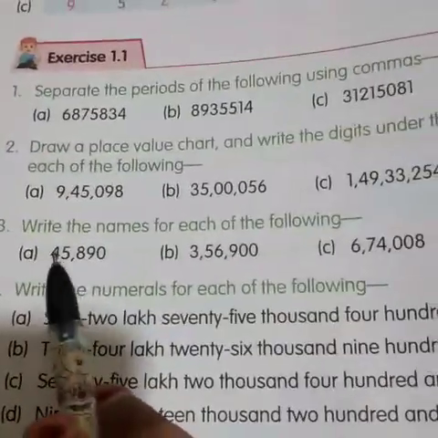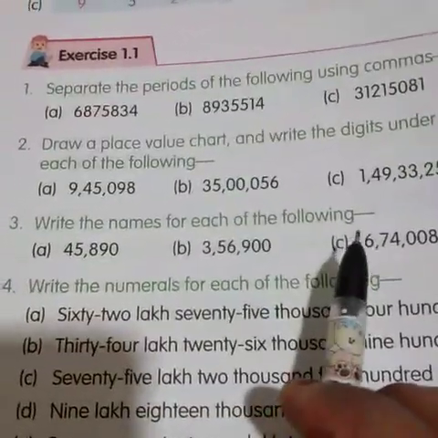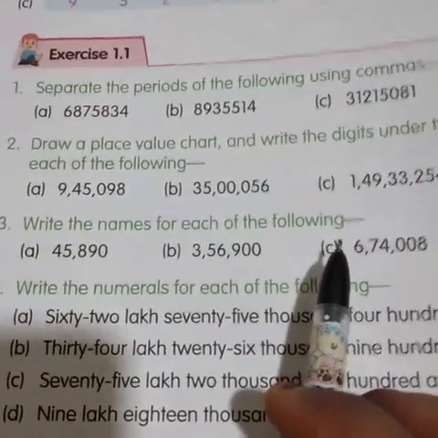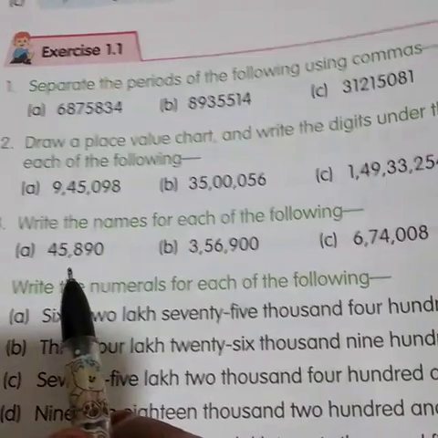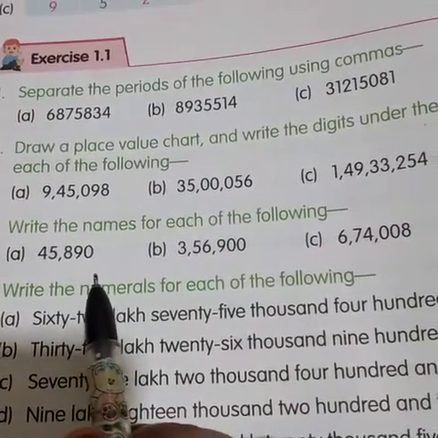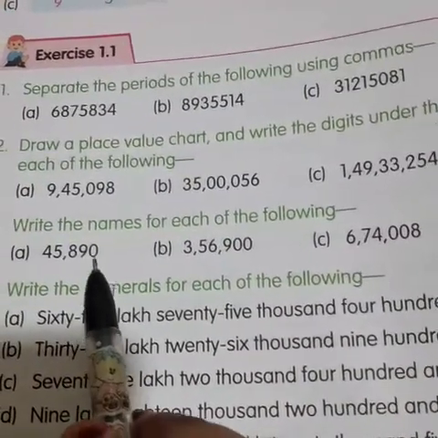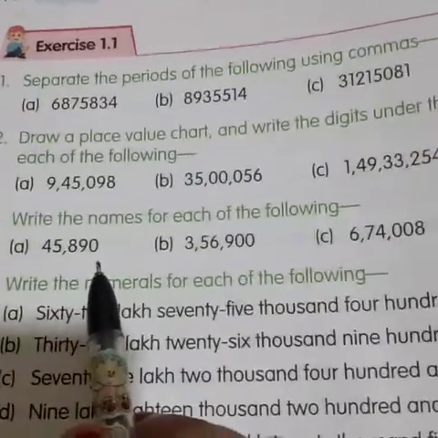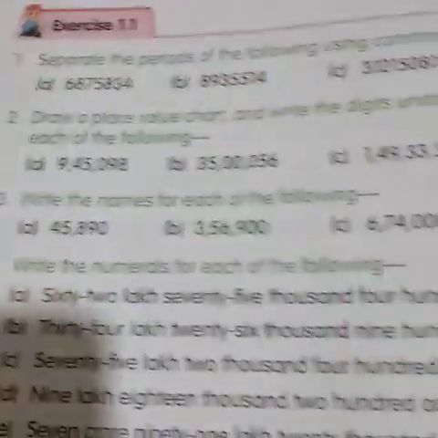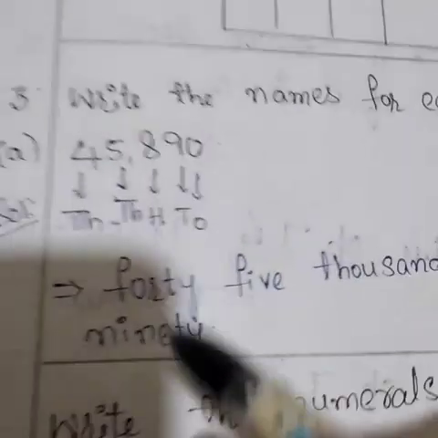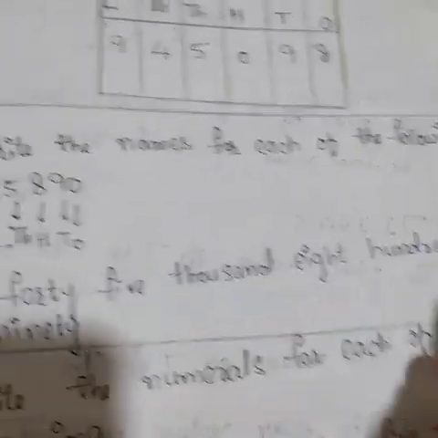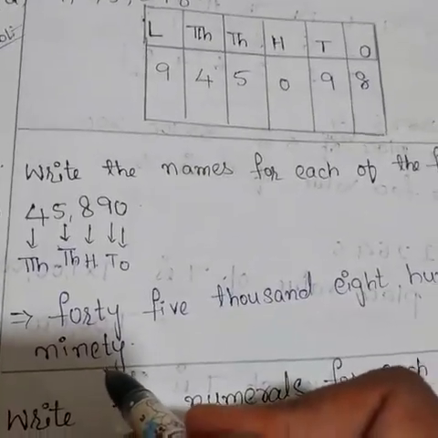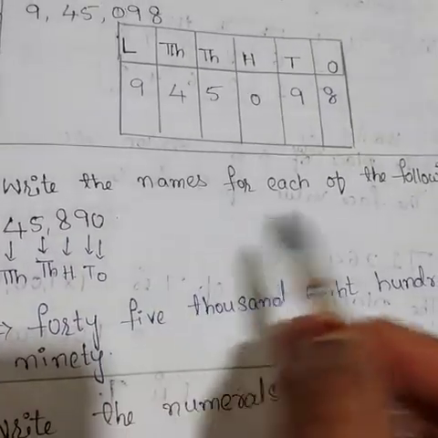Now let us go to the third bit. What is the third bit here? Write the names for each of the following. You have to write the names for each of the following. What is the first question here? 45,890. You have to write the name for this number. See here how I am writing this.